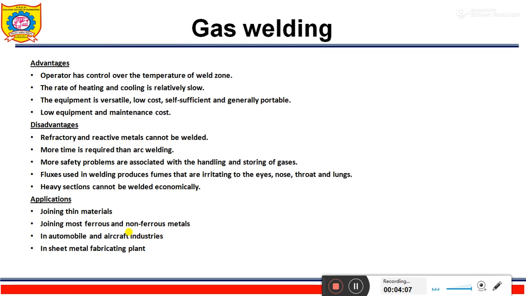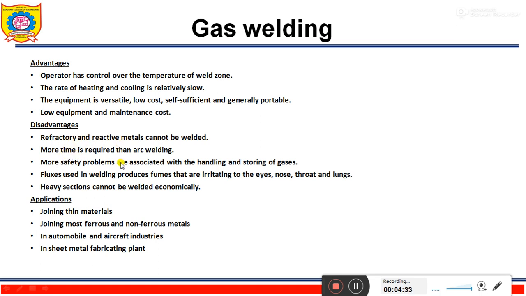Gas welding advantages. What are the advantages? The operator has control over the temperature of the weld zone. The rate of heating and cooling is relatively slow. The equipment is versatile, low cost, self-sufficient, and generally portable. There is low equipment and maintenance cost. These are the advantages. Disadvantages: refractory and reactive metals cannot be welded.